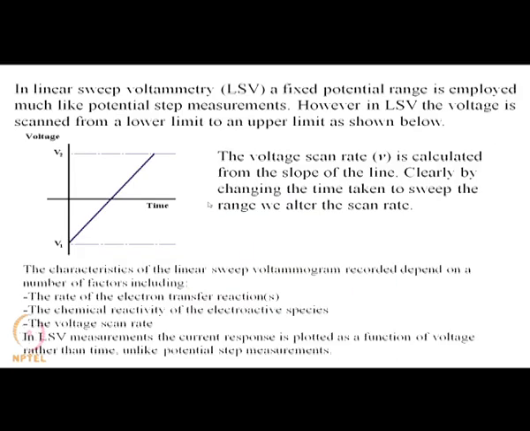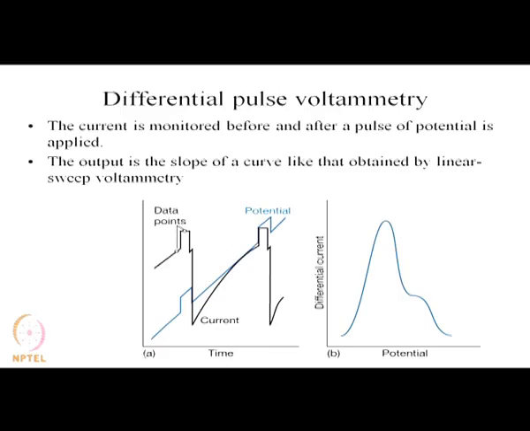So this is your potential versus time, and this is your current as a function of time. And differential current versus differential potential has a plot like this. In differential pulse voltammetry, current is monitored before and after a pulse of potential is applied, and the curve is like this.